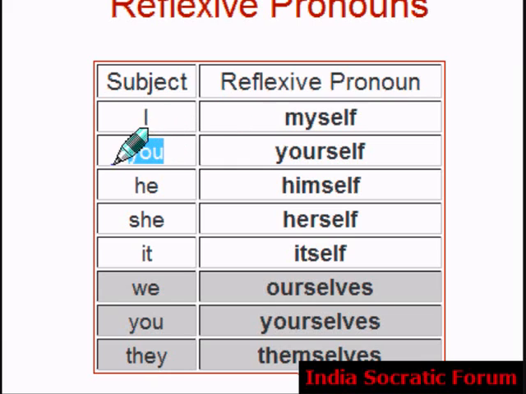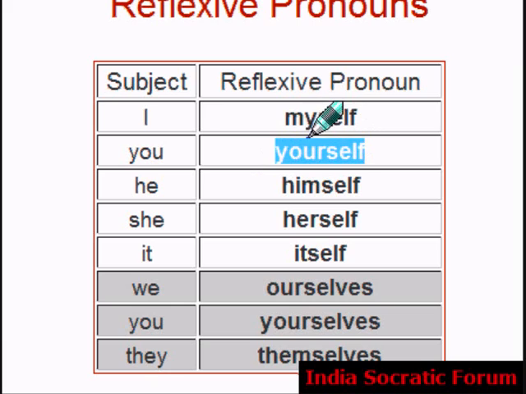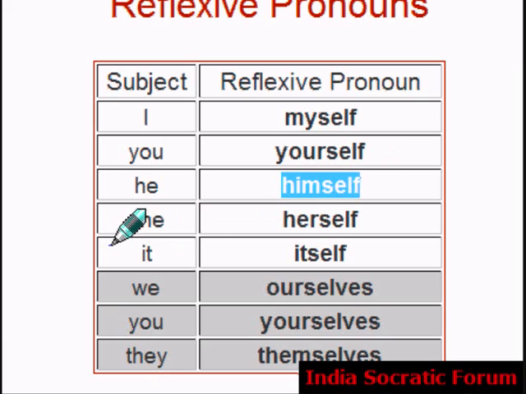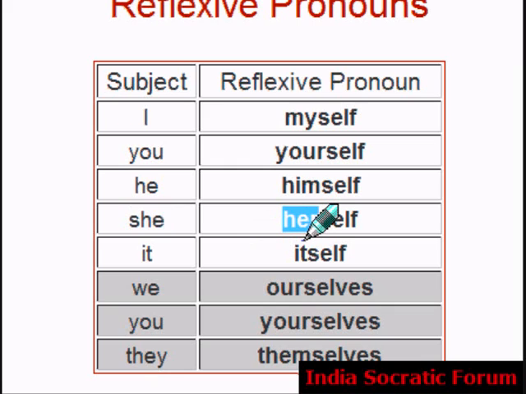For the subject you, the reflexive pronoun is yourself. Self is singular. For the subject he, the reflexive pronoun is himself. For the subject she, the reflexive pronoun is herself. For the subject it, it's itself. It's all singular. So we have self refers to the singular subject.